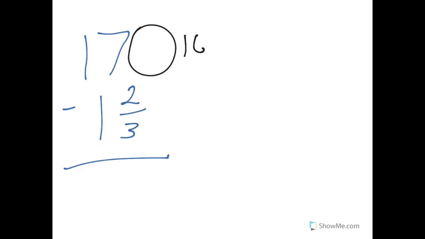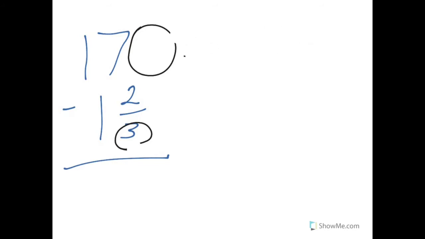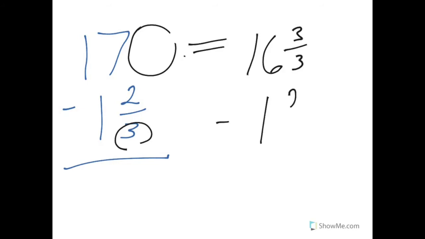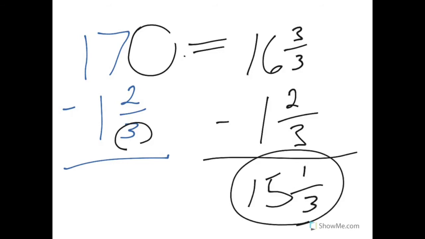Instead of 17, I see that as 16 plus 1. Instead of 1 now, because I know our denominator is 3, I can look at that as 16 plus 3/3, or just simply erase all that and call it 16 and 3/3, which is 16 and 1, which is 17. So those are the same thing. Minus 1 and 2/3. 3 minus 2 is 1. Denominator stays the same. 16 minus 1 gives us our answer, 15 and 1/3. Let's keep going.